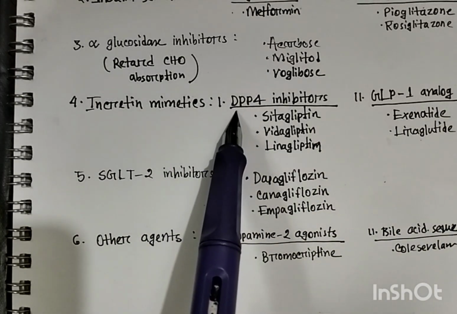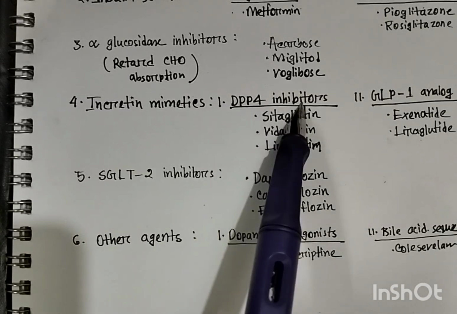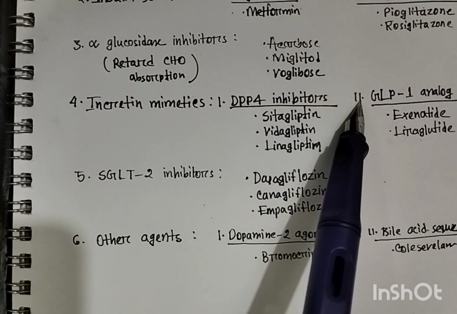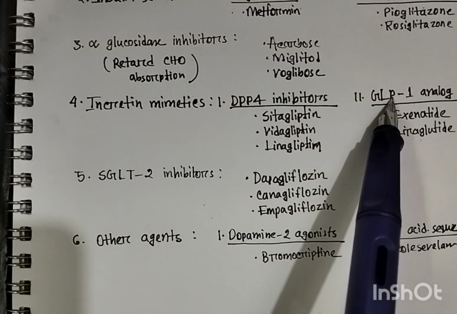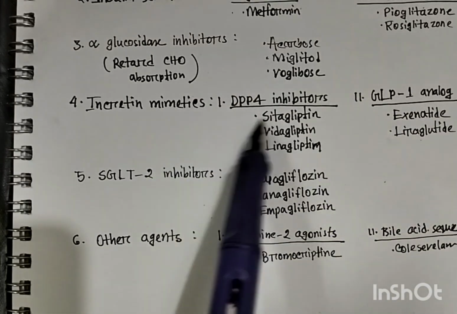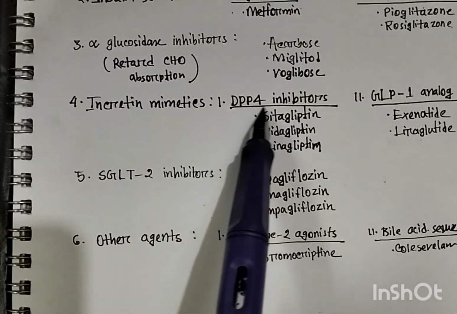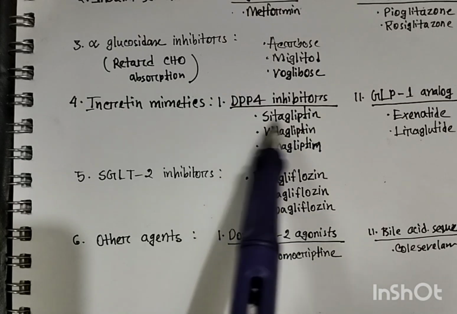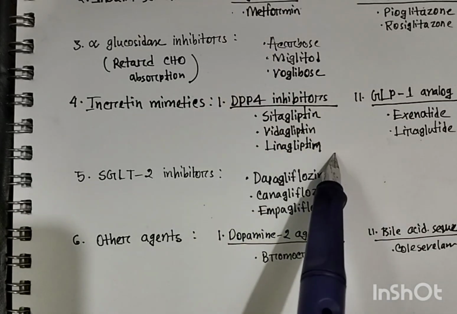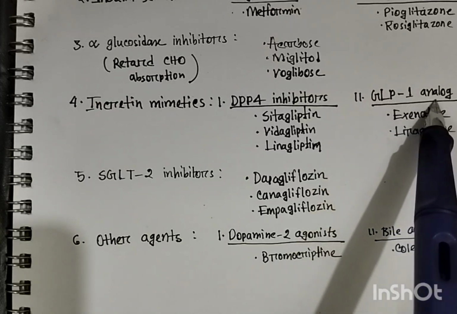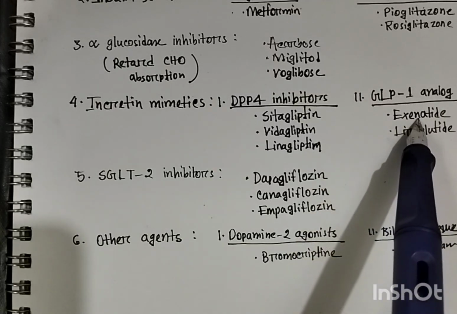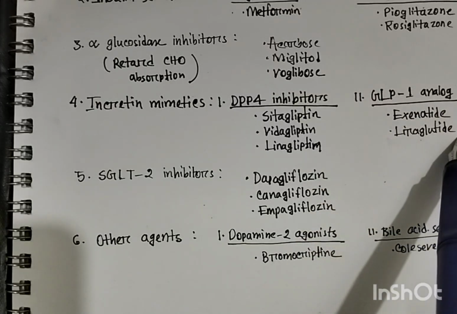DPP4 means dipeptidyl peptidase 4 inhibitors. GLP-1 analog means glucagon-like peptide 1 analog. The examples of DPP4 inhibitors are sitagliptin, vildagliptin, and linagliptin. And the examples of GLP-1 analogs are exenatide and liraglutide.